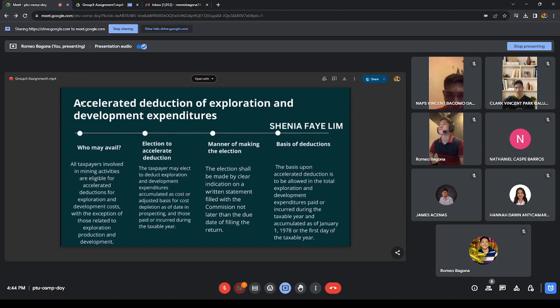Accelerated deduction of exploration and development expenditures. Who may avail? All taxpayers involved in mining activities are eligible for accelerated deductions for exploration and development costs, with the exemption of those related to exploration and production development. Election to accelerate deduction.